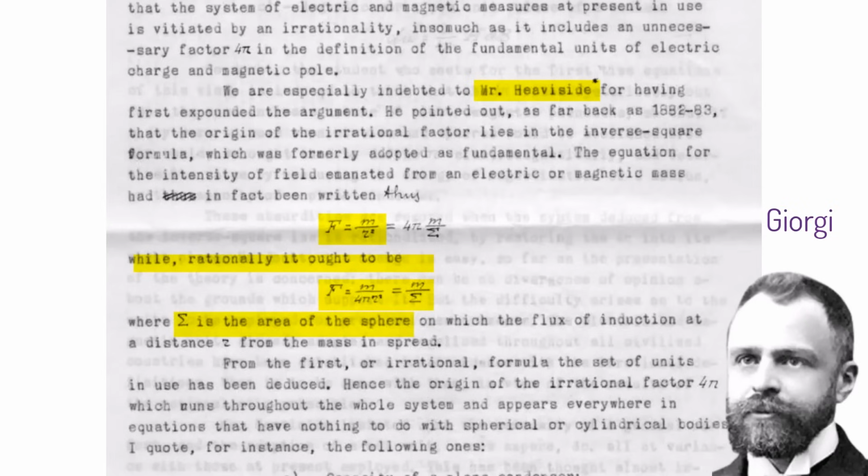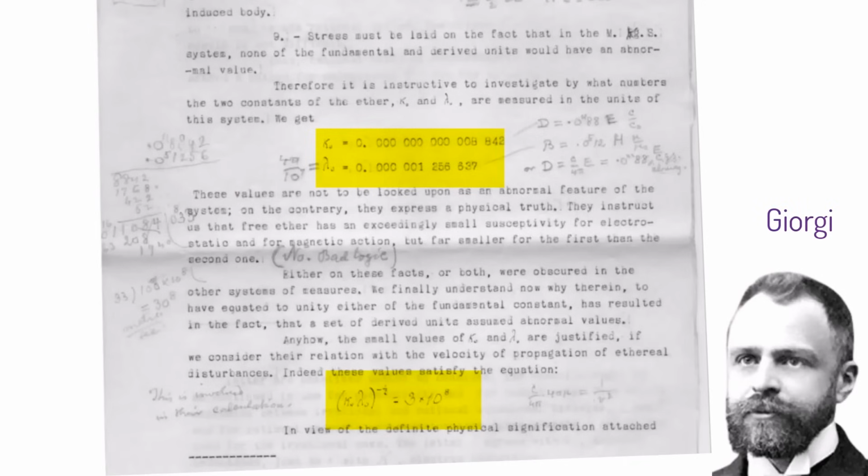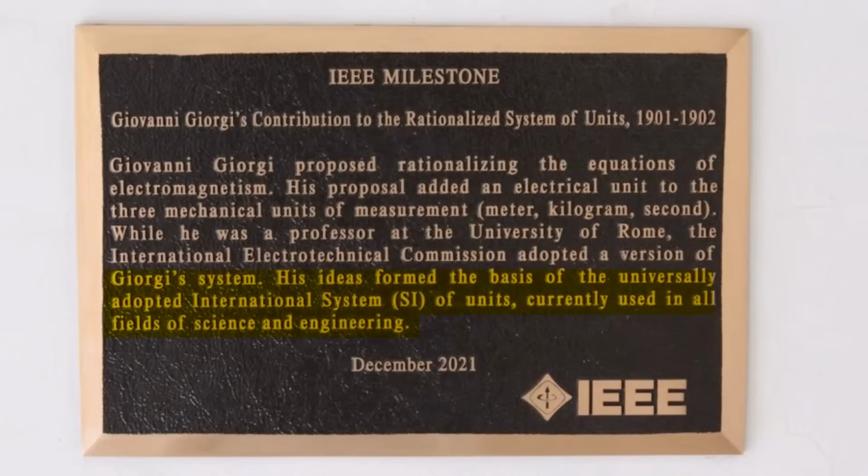So this is inversely proportional not to the distance of the charges, but instead to the area of the sphere surrounding the charge. The reason I mention this letter of Giovanni Giorgi is because in it he mentions to Heaviside his theory of irrational units of electromagnetism, otherwise known as SI units. Someday I will do a whole history of SI units. It's really cool. Back to John Henry Poynting.